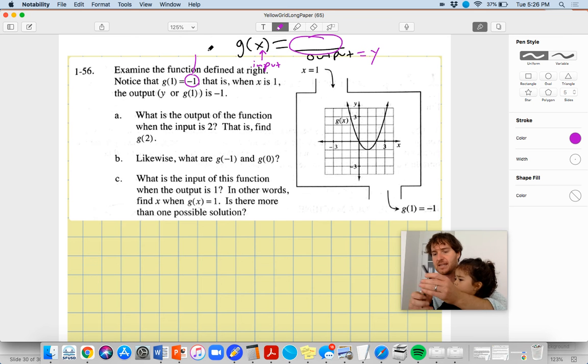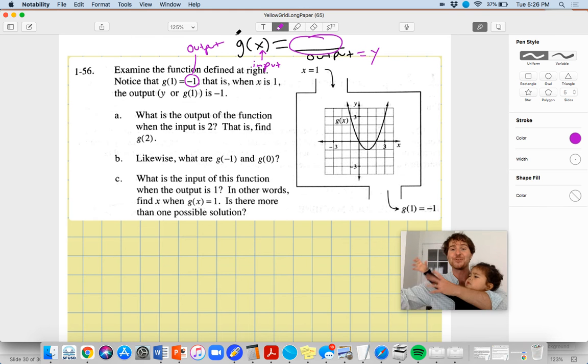You want to help? Yeah, you want to write down? You play the guitar, and Dada's gonna draw here, okay?